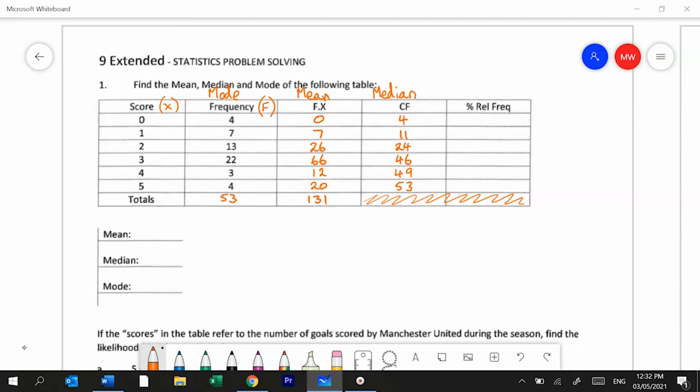The last part is to work out the relative frequency as a percentage. So what you do is you go back to the frequency column and you go looking for this 4 and the total 53. What we're describing is the frequency relative to the total. So 4 over 53, then we multiply it by 100 to turn it into a percentage. So this one will be 7.5%.